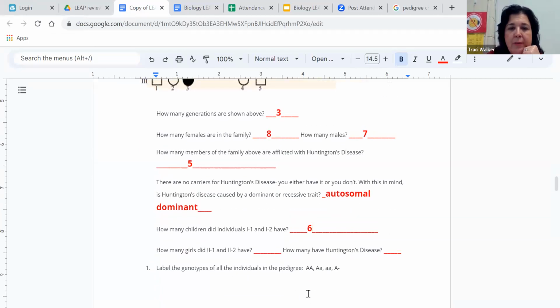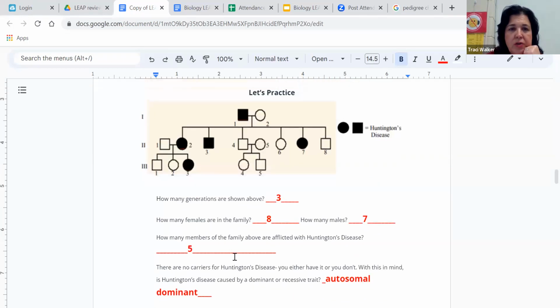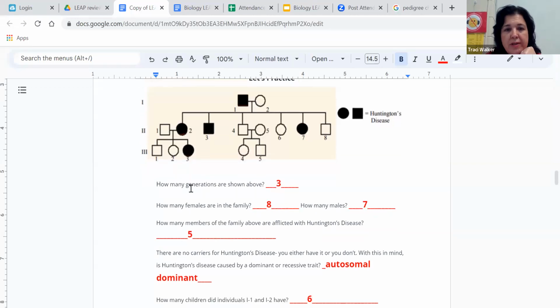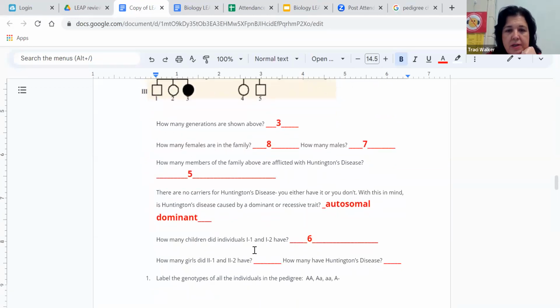Okay. And then how many girls did 2, 1 and 2, 2 have? So now we're looking at generation 2. So 2, 1 is right here and 2, 2 is right here. So how many girls did they have? Well, they have 2 circles connected down to them. So they had 2 girls, and one of the girls is affected with Huntington's disease.